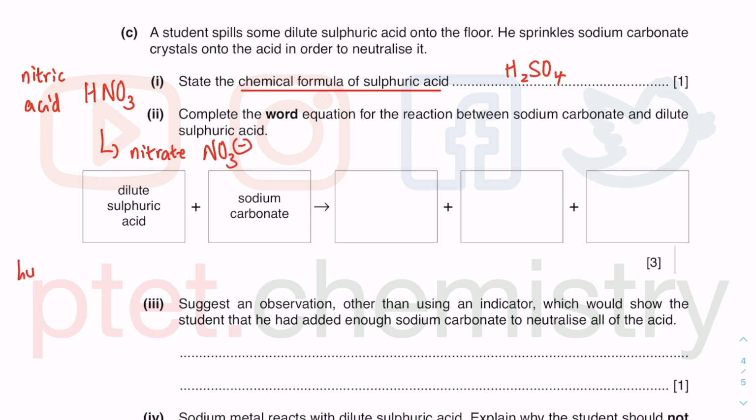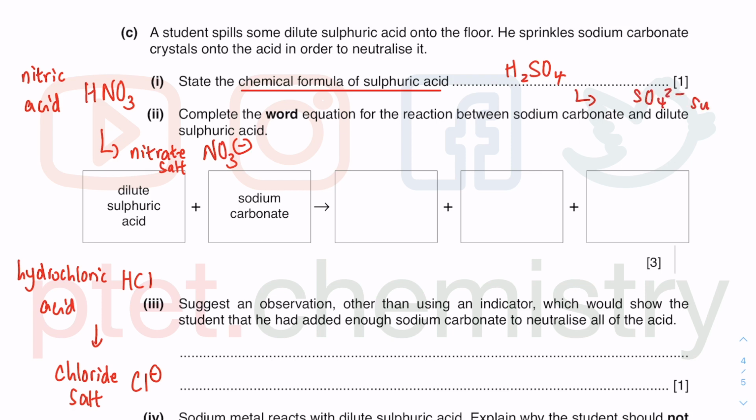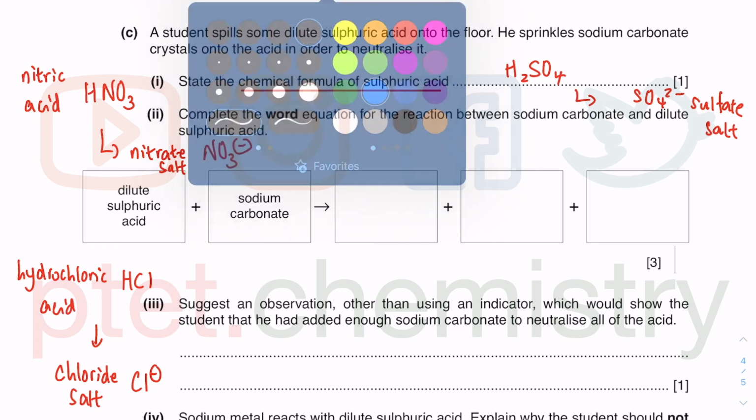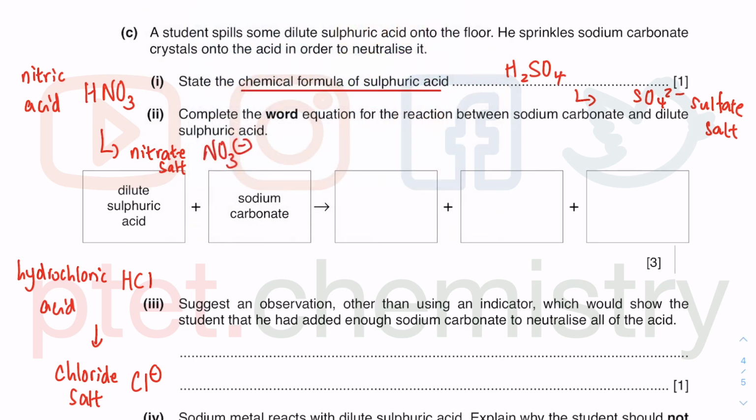The other acid, of course, is called hydrochloric acid. Hydrochloric acid has the formula HCl, and then you're going to get the chloride salt, which is Cl minus. And from sulfuric acid, H2SO4, you are going to get SO4 2 minus. This is called the sulfate salt. All of these were from Year 9 chemical formulation. Dilute sulfuric acid, this is acid plus metal carbonate.